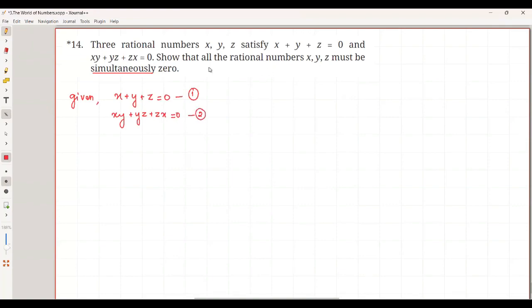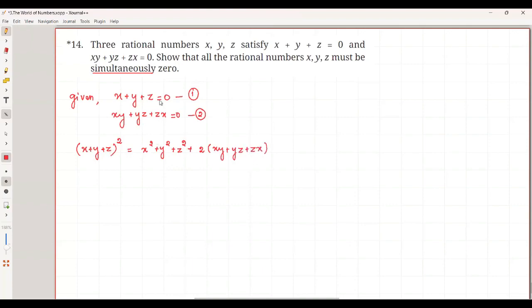For proving this condition, I am going to use an algebraic identity. I think you would have learned about this identity. x plus y plus z the whole square is equal to x square plus y square plus z square plus 2xy plus 2yz plus 2zx. I am taking 2 as common, so 2 times xy plus yz plus zx. Now this is the formula.